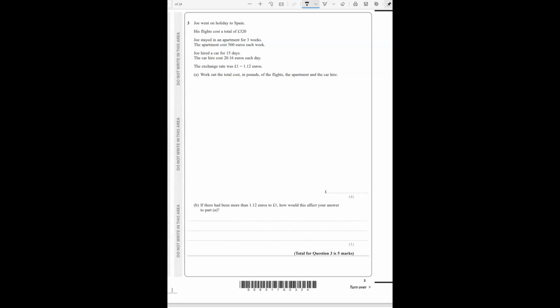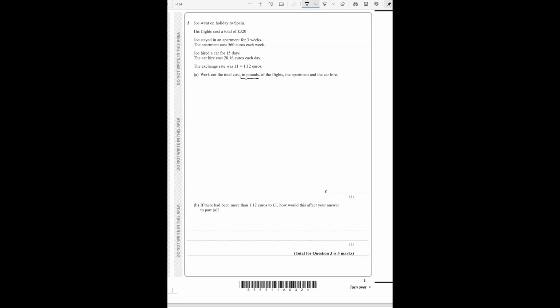Okay, number 3. Joe went on a holiday to Spain. He spent £320 on flights. He stayed for 3 weeks, €560 each week, and he hired a car for 15 days. Exchange rate was £1 to €1.12. Work out the total cost in pounds.